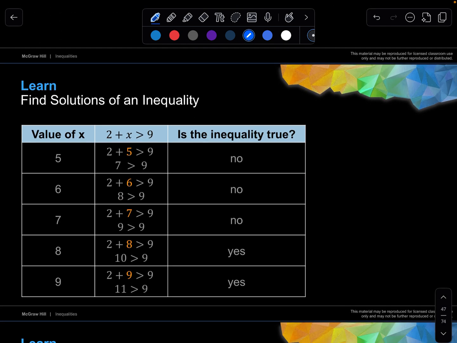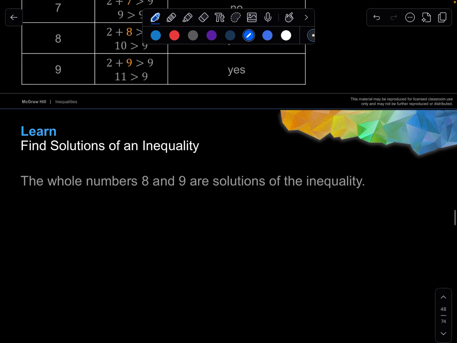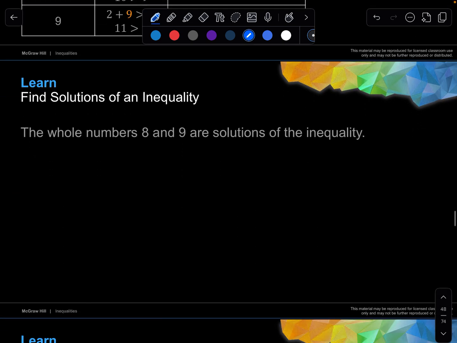So we make our table just so we are clear: value of x, our inequality, whether the inequality is true. So you substitute the value of 5, 2 plus x is 2 plus 5. That gives us 7 greater than 9. Nope, it's not true. The check for 6 is not true. Check for 7 gives us 9, which is not greater than 9, so it's not true. But for 8, 2 plus 8 is 10, which is greater than 9, so it is true. And same for 9. So we know that the whole numbers 8 and 9 are solutions of the inequality.